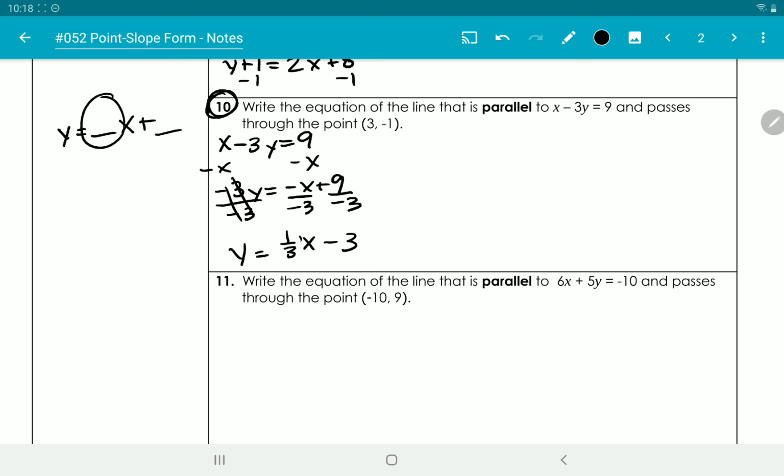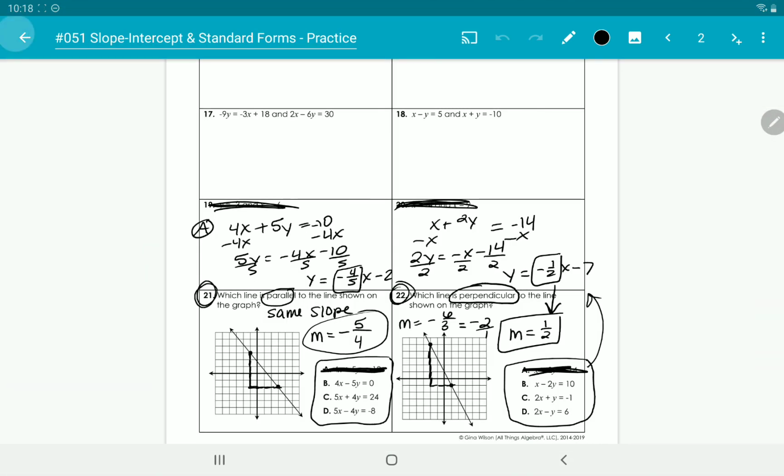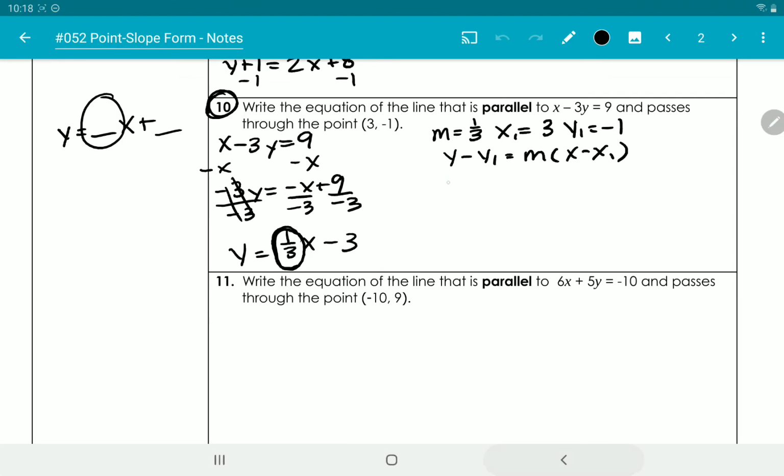Now we need something that has the same slope as this, so the slope is 1/3. We have x1 and y1 from this point: the x is 3, the y is negative 1. We have y minus y1 equals m times x minus x1. We will replace y1, x1, and m. Sorry, I clicked on the wrong one here. So y minus y1 here is negative 1, so we'll change it to a positive 1 because it's negative, equals m is 1/3, x minus x1 is 3.